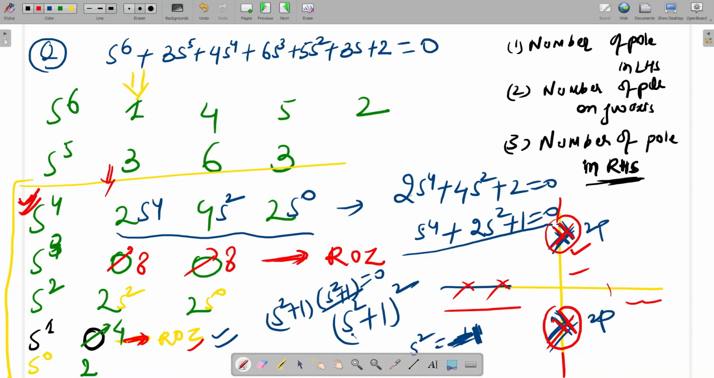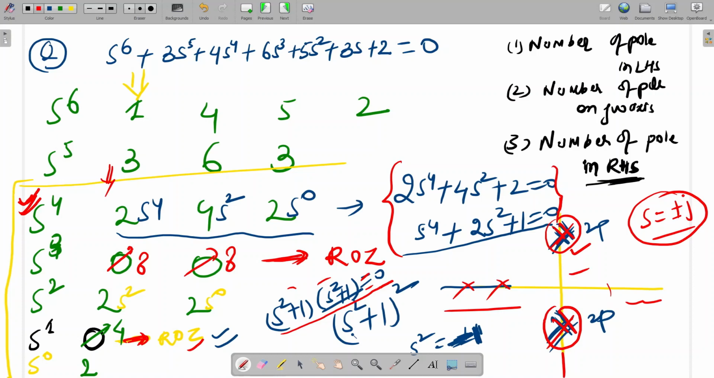So what is the pole? If we solve the auxiliary equation, then we can get the exact pole value. So the auxiliary equation is 2s to the power 4 plus 4s square plus 2 is equal to 0. So s to the power 4 plus 2s square plus 1 is equal to 0. This we can write as (s square plus 1) whole square is equal to 0, and s will be equal to plus minus j, correct? And these two pairs will be there: (s square plus 1) into (s square plus 1) is equal to 0. So we will get plus minus j: plus j two poles are there, minus j two poles are there.